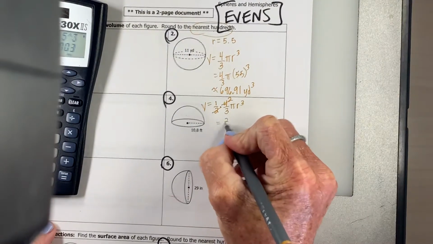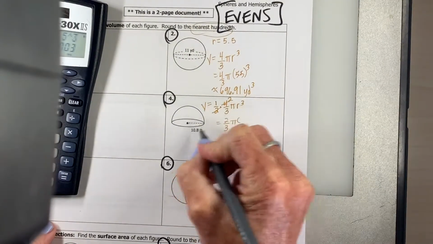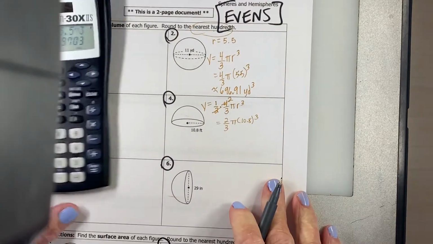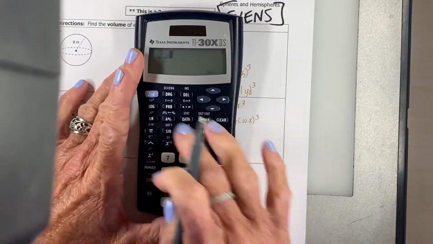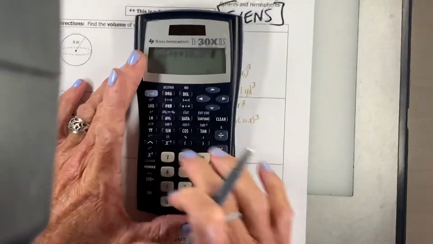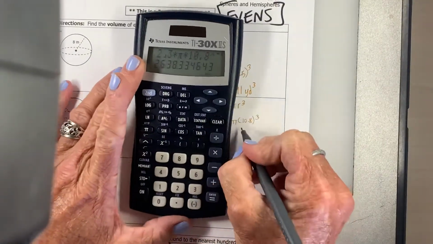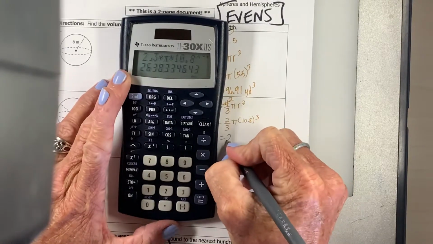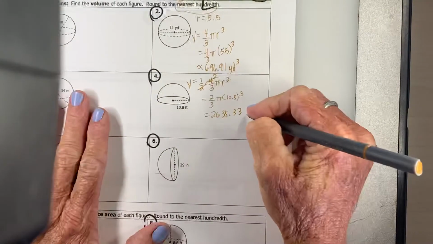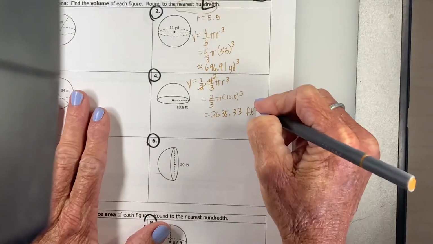So we've got 2/3 times pi, and then this time we have been given the radius, times the 10.8 cubed. So 2/3 times pi times the 10.8 to the third power, and we have 2,638.33, and this is going to be cubic feet.